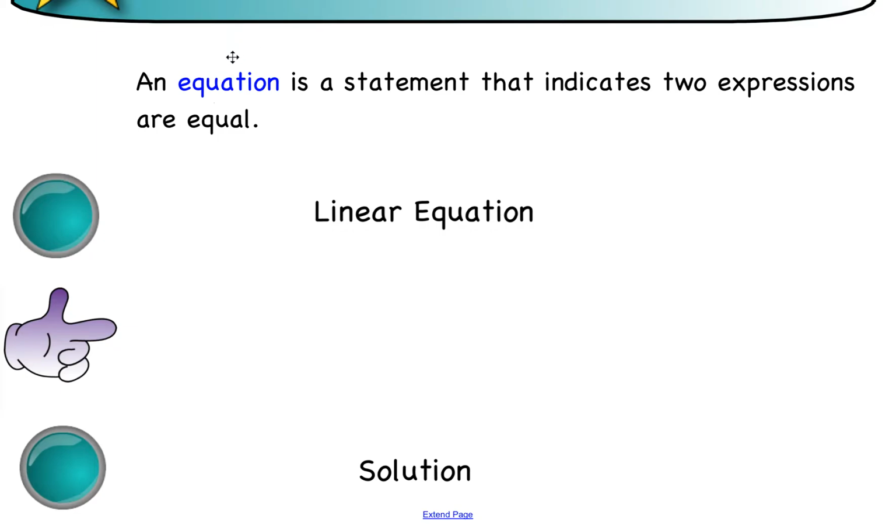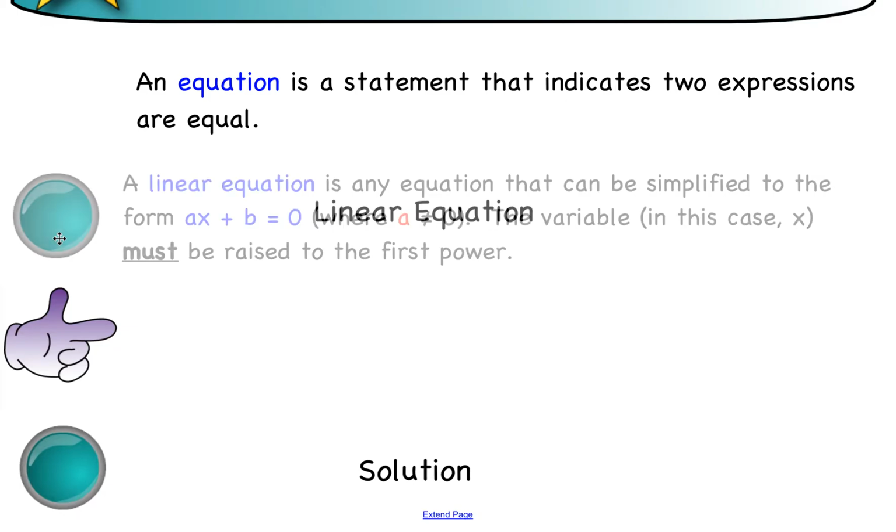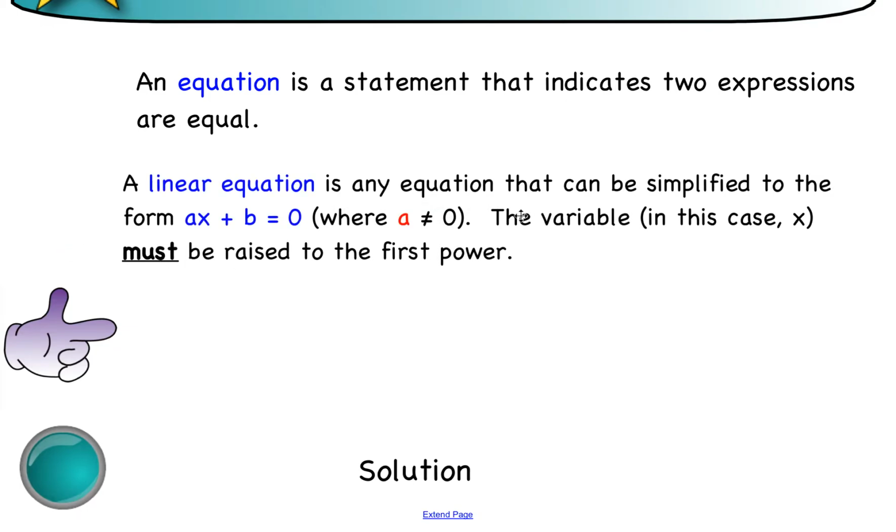So the term that you need to be focused on here is the word equation comes from having an equal sign in the expression. So if there's an equal sign, it is an equation. If there's no equal sign, it's probably a mathematical expression. A linear equation is an equation that has this form where you have an x term and a constant term and it's equal to 0.